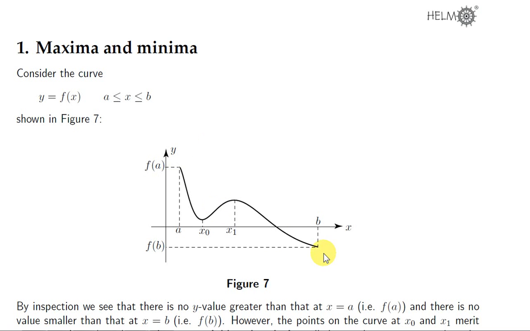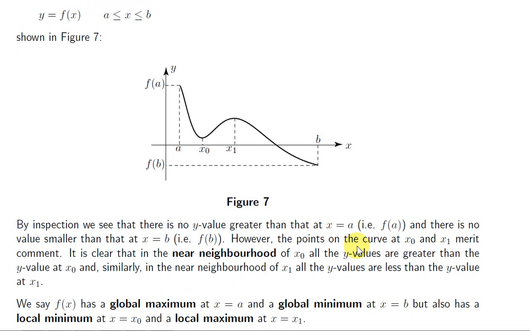Let's look at this function of x here. We just have this graph for values of x between a and b. We see that there is no y value greater than f(a) at x equals a, so f of a is actually a global maximum. We say the function f of x has a global maximum at x equals a. It's the largest value of the function between x equals a and x equals b.